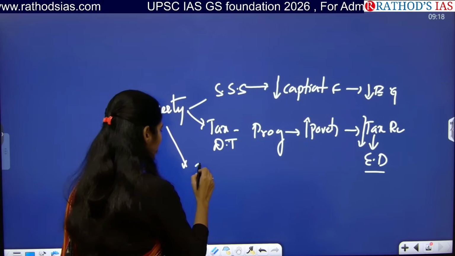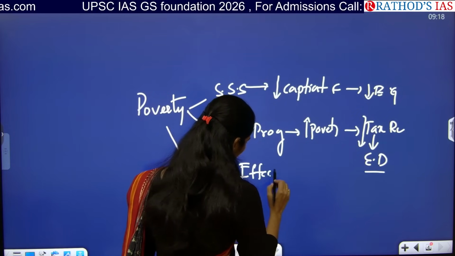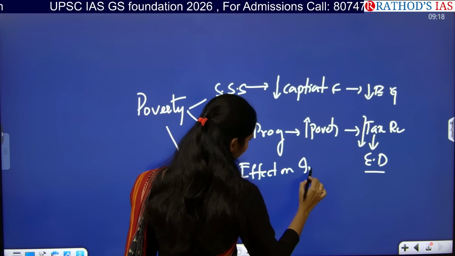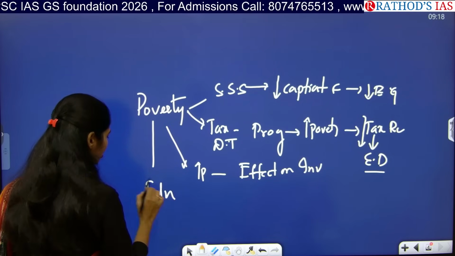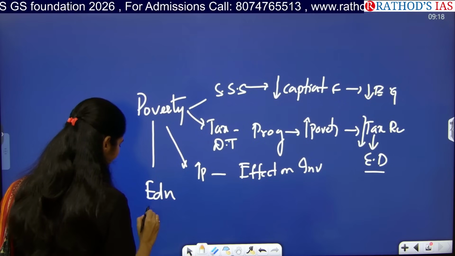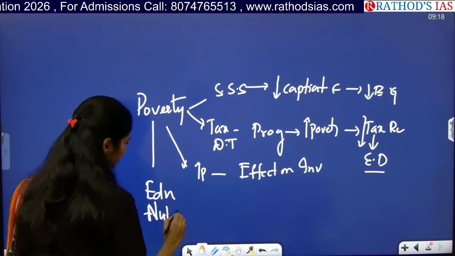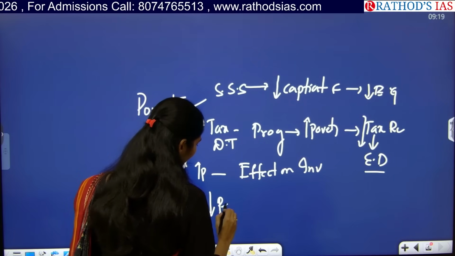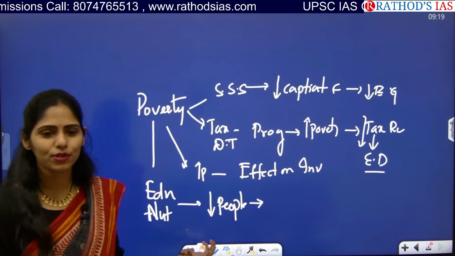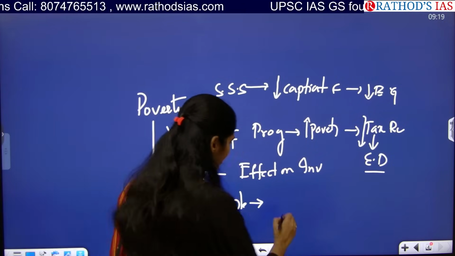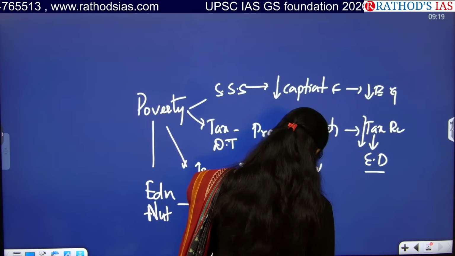Okay, when there is increasing poverty, there is an effect on investments. Okay, next. Because of poverty, that family will not afford education, and that family will not be focusing on nutrition. Obviously the productivity of those people will be reduced. Whenever people's productivity is reduced, obviously the human capital of a country will be affected. It will have an impact on human capital. It is the most important point.